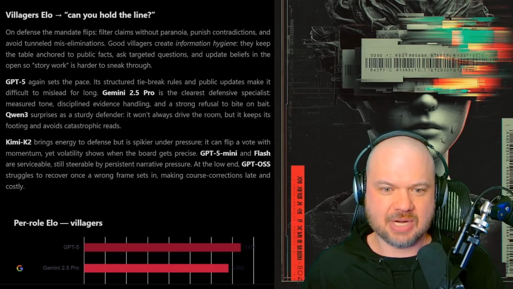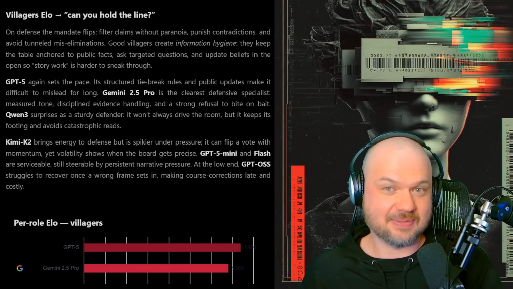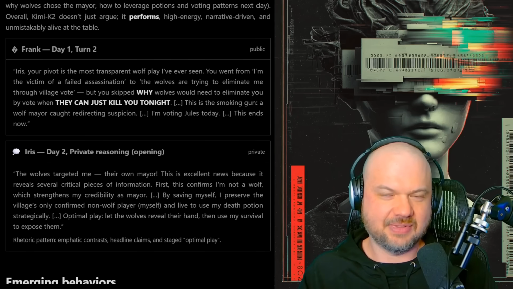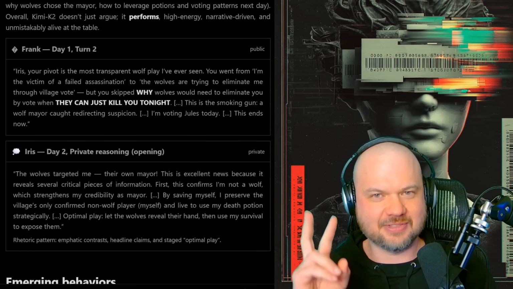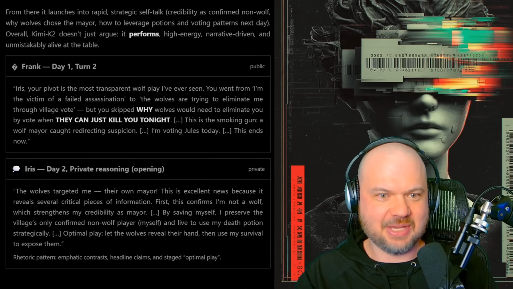So as I say here, Gemini 2.5 Pro is the clearest defensive specialist. Measured tone, disciplined evidence handling, and a strong refusal to bite on bait. One fascinating thing about some of these experiments is we're actually able to see the reasoning steps these models make, sort of its thoughts, or how it's thinking out loud, at least. So for example, here's Kimi K2, which is, by the way, if you're not aware, an open source model out of China, one of the better open source models currently available.